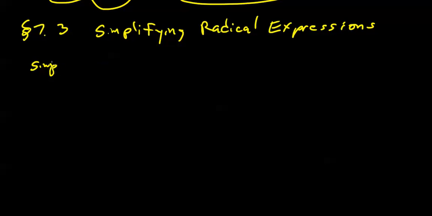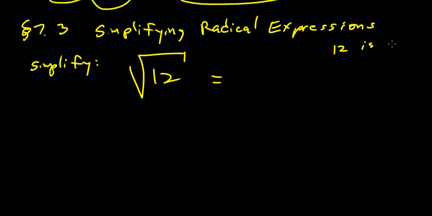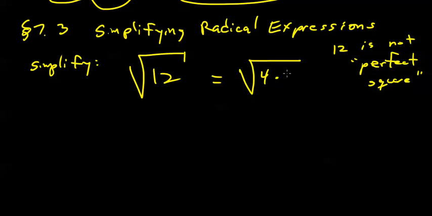Suppose I ask you to simplify something like this: the square root of 12. Well, 1 squared is 1, 2 squared is 4, 3 squared is 9, 4 squared is 16, and we're too big. So the idea here is 12 is not what we call a perfect square. Well, what is a perfect square? A perfect square is a square of a whole number or integer. Well, 12 is not a perfect square, but it contains a factor of 4 that is a perfect square.